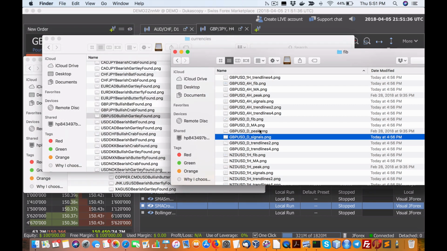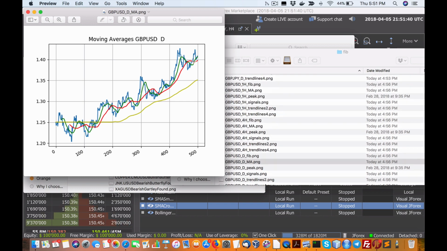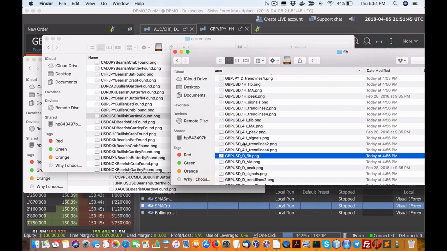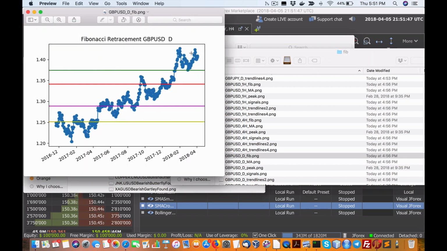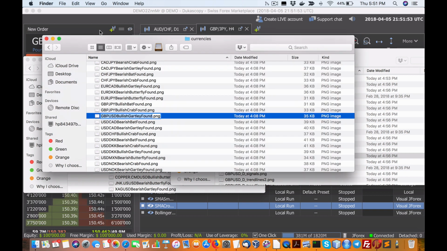Pretty good. Yeah, that's looking not bad. Had a nice cross. And the fib is telling us what? Overvalued. Again, overvalued. Probably the previous one might be better.